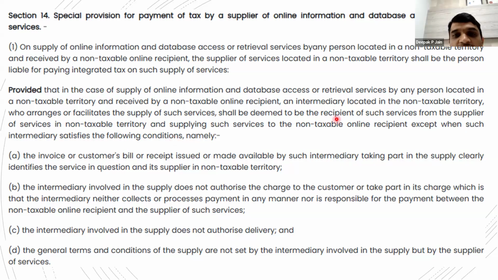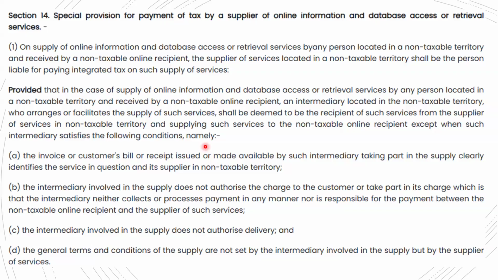Correct, madam. When they've used the word recipient and they're saying just supplying, and they've not used the word supplier, there my difference comes in, because they've not said that he is a supplier. That's why I'm saying there is a gap here. No, if you are deemed to be supplying such services, then you are the supplier.